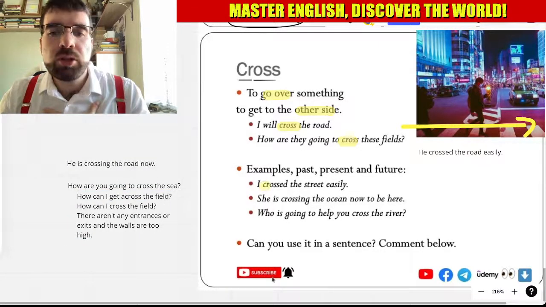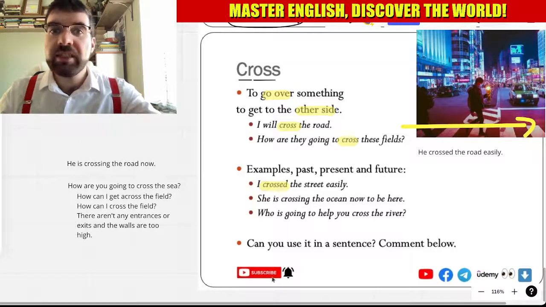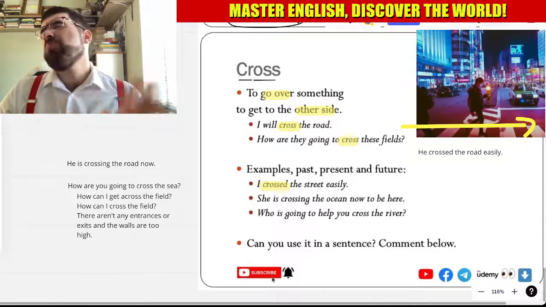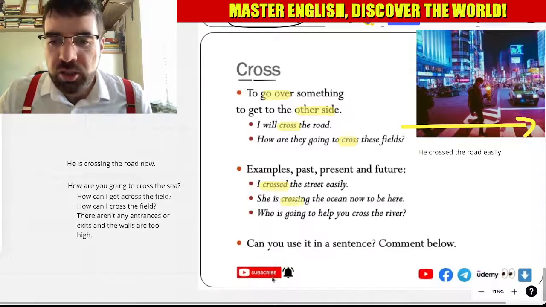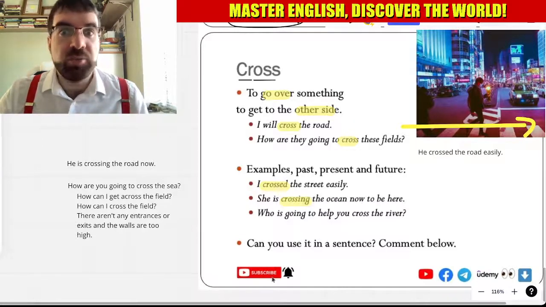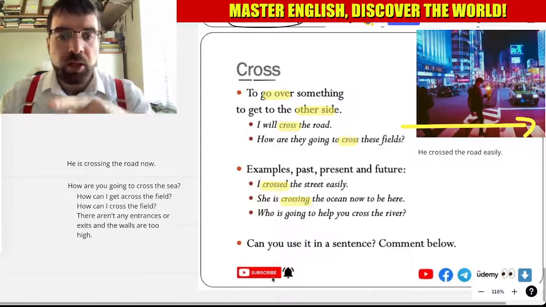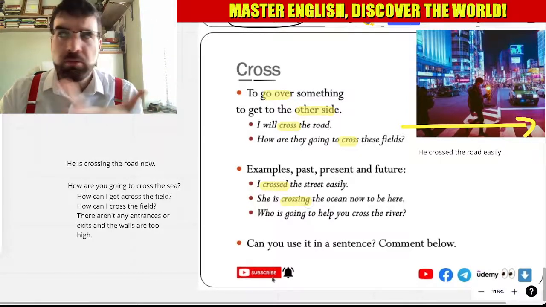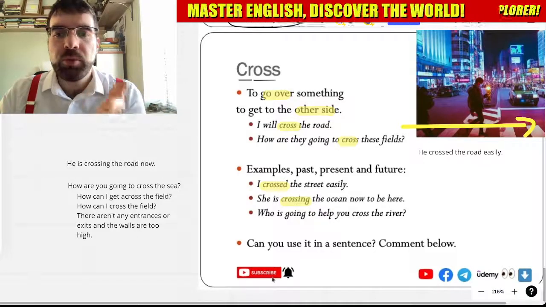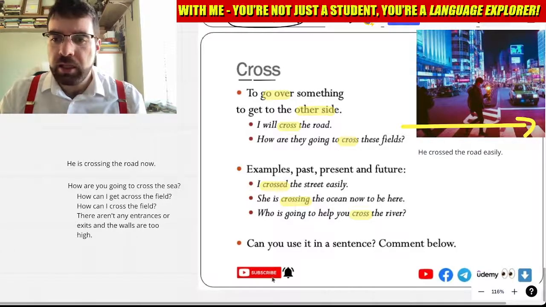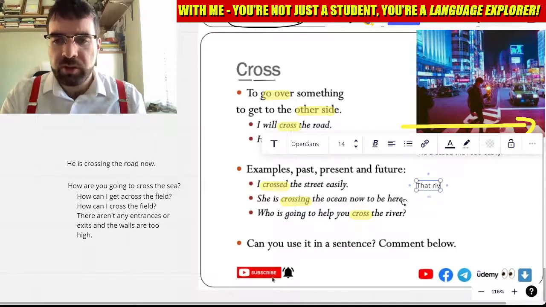I crossed the street easily. She is crossing the ocean now to be here. Who is going to help you cross the river? Yeah, that river is going to be hard to cross.